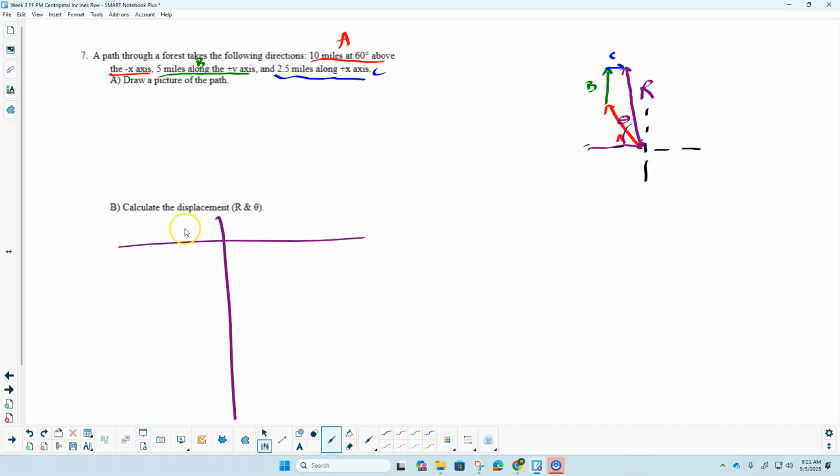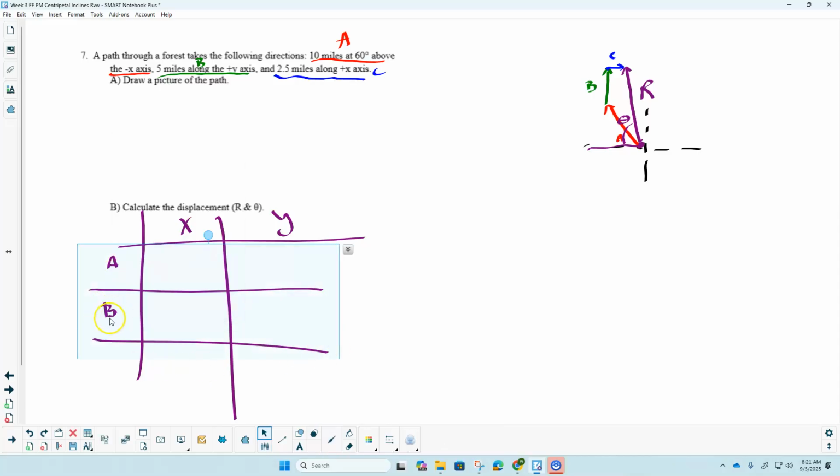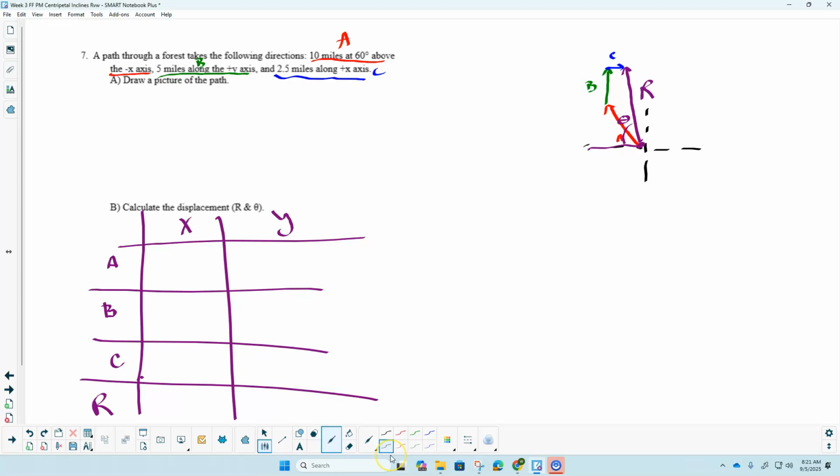So in our table, we have our x direction and the y direction. We have our three vectors, A, B, and C. We're going to add those together and get the resultant, which is R. So again, the first step in these is to just remember, okay, we need to do all the positives, negatives, and zeros. So if we look at just the red vector, vector A, it's going left and it's going up. So that's negative in the x and positive in the y.